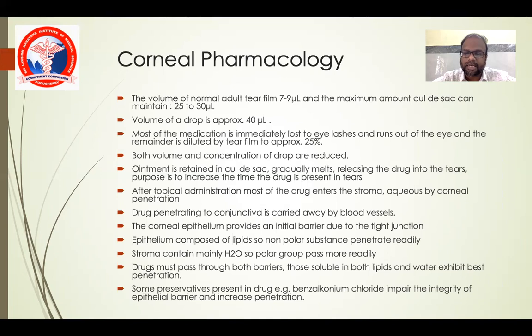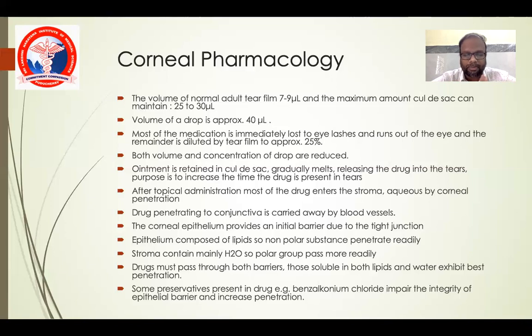Drug penetrating to the conjunctiva is carried away by the blood vessels. The corneal epithelium provides the initial barrier due to its tight junctions. The epithelium is composed of lipids, so non-polar substances, that is, those which do not split into constituent ions, penetrate readily. The stroma contains mainly water, so polar ions readily pass through. So the drug should be easily dissociable, present in both the non-polar and the polar form, so that it can easily penetrate into the cornea.